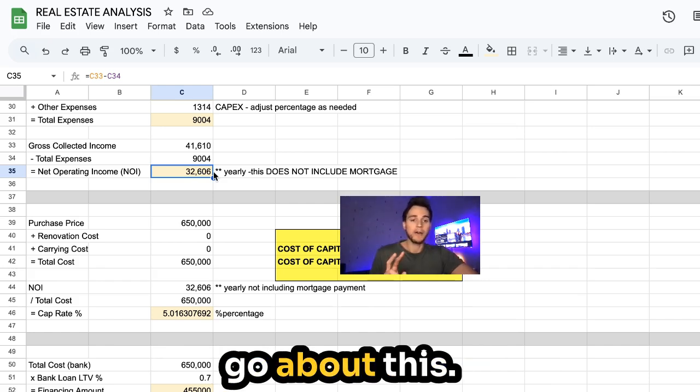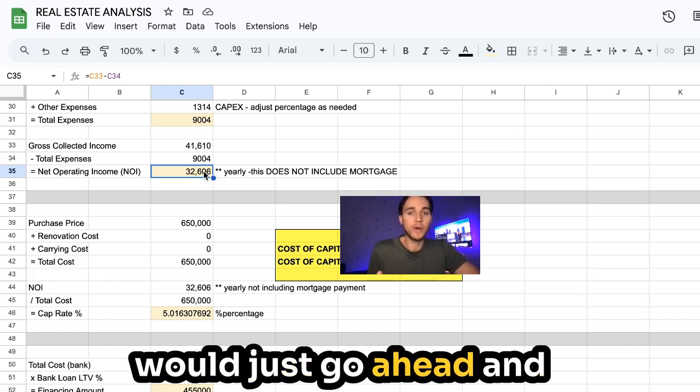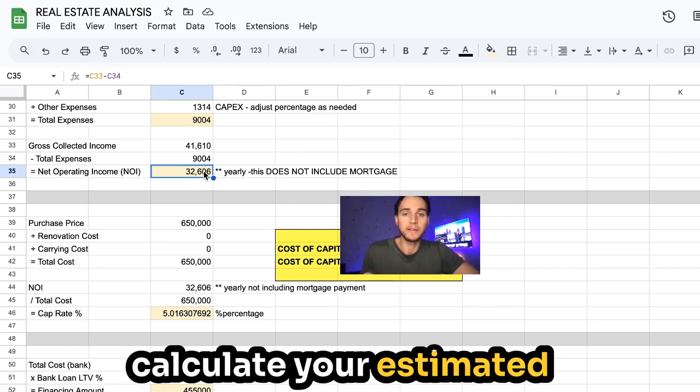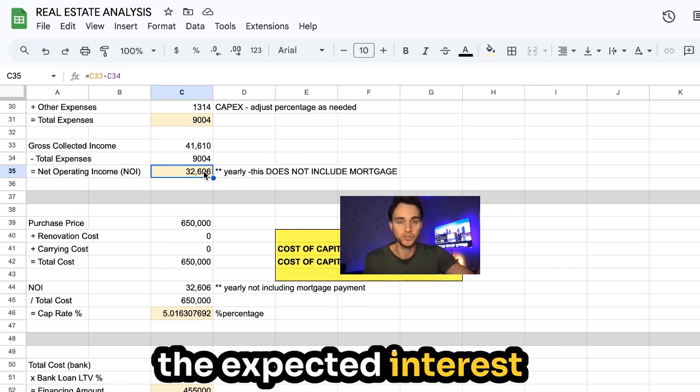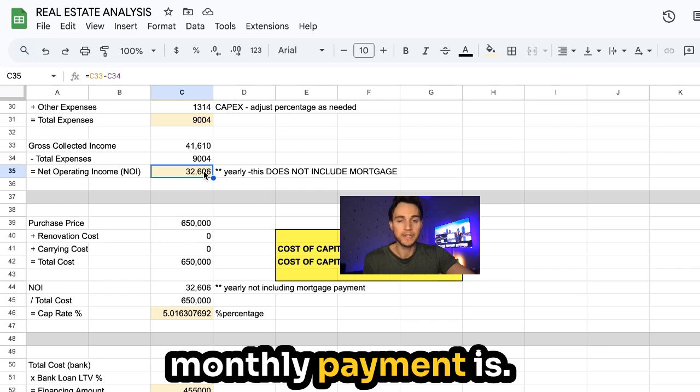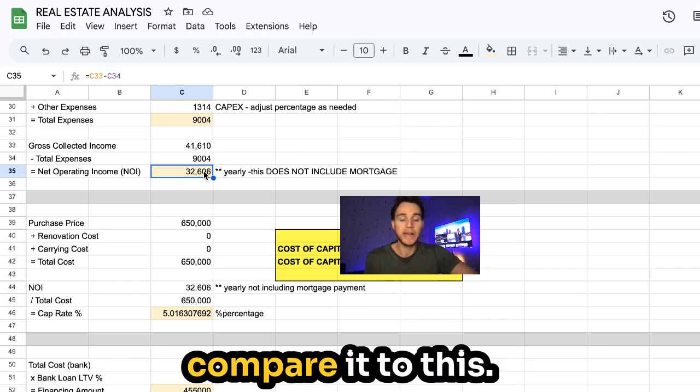So two ways you go about this. The one way is you would just go ahead and calculate your estimated mortgage amount. So if you're getting a loan, put your loan amount, the expected interest rate, and see what your monthly payment is. Multiply that by 12 and compare it to this.